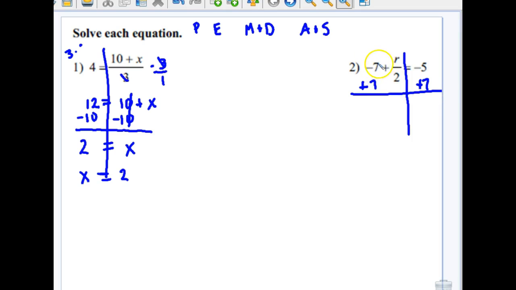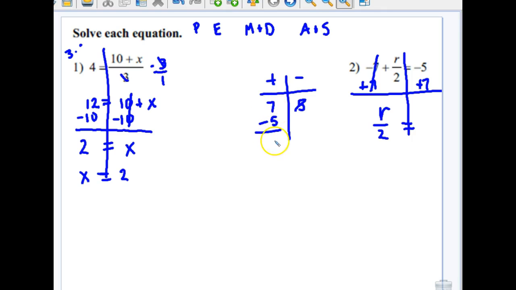Okay, so when I have negative 7 and I add 7, what do I get? So that eliminates. I'm going to bring down what I have left. I still have r over 2. Now what is negative 5 plus 7? Let's do our little t-chart here. Negative 5, positive 7. 5 is smaller, so I'm going to subtract it. What is 7 minus 5? So my answer is going to be positive 2. Right? So now I have r divided by 2.